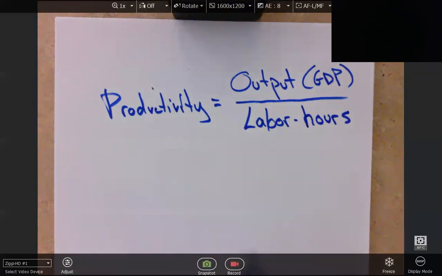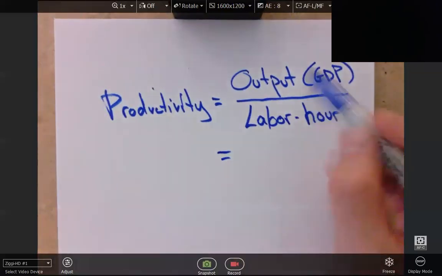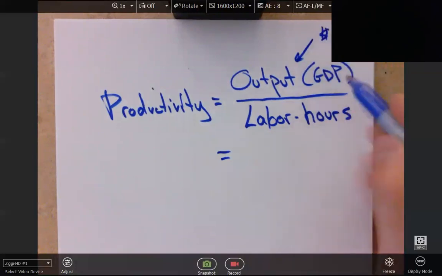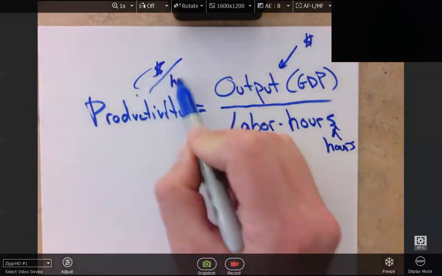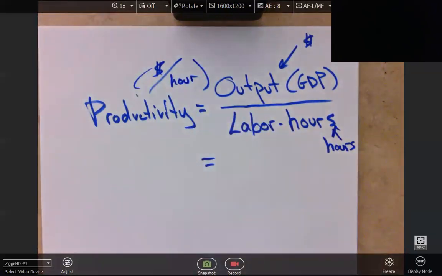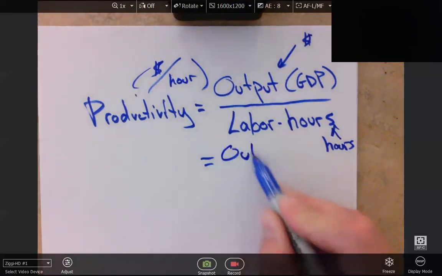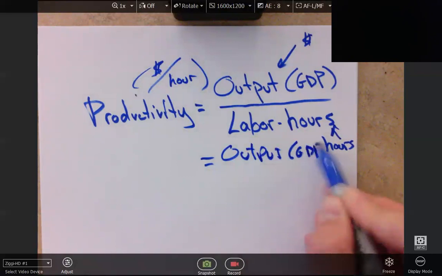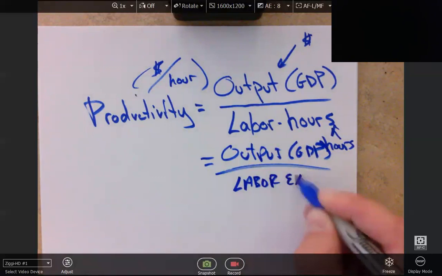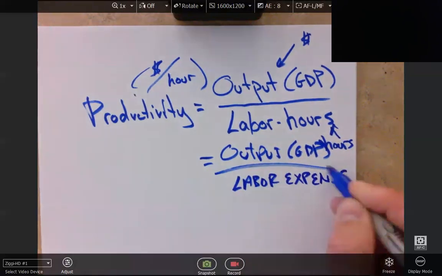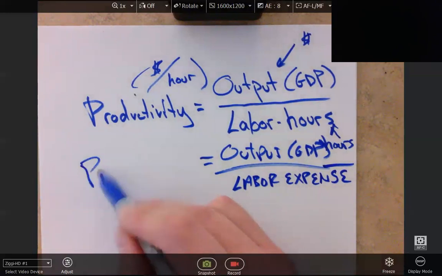Does that make sense? So right now this is in dollars and this is in hours, right? So if we wanted a productivity measure, it's going to be in dollars per hour, which makes sense, but maybe we want a productivity measure that's unitless, right? So we would use output, that again is GDP, and then we would divide by the labor expense. Then they're both in dollars, and the productivity is a unitless measure.